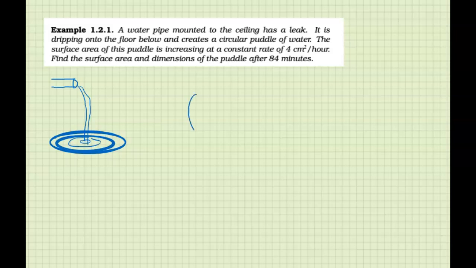So I'm going to look at the top view. Let's draw a circle that represents this puddle at a particular time. It started with nothing and then it's expanding. Right? This is the radius. All right, the surface area of this puddle is increasing at a constant rate of 4 centimeters squared per hour. So the surface area rate is 4 centimeters squared per hour. Find the surface area and the dimensions of the puddle after 84 minutes.